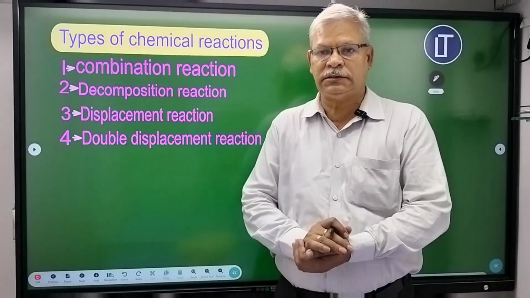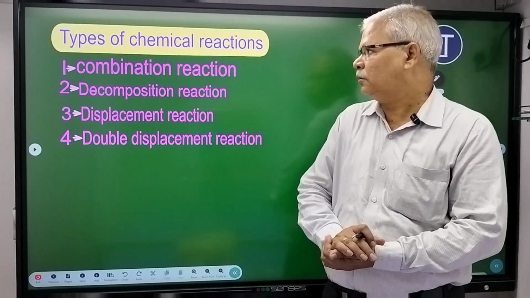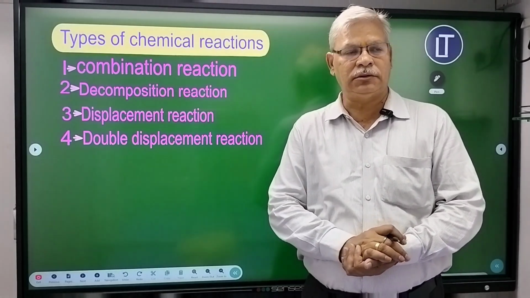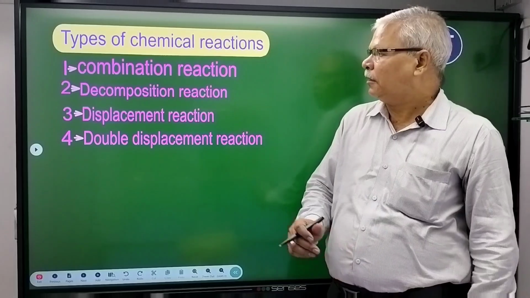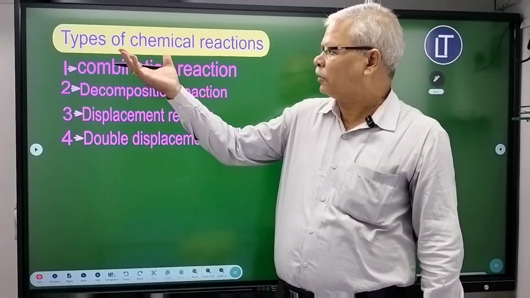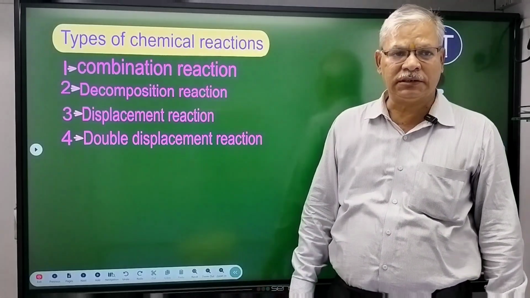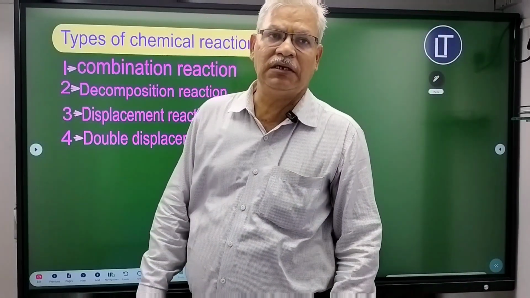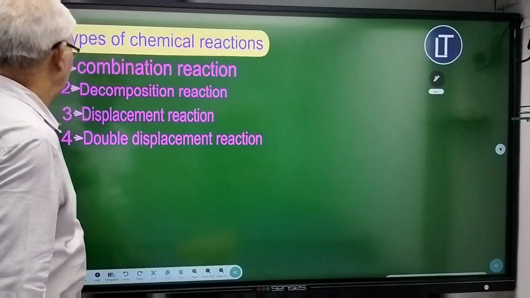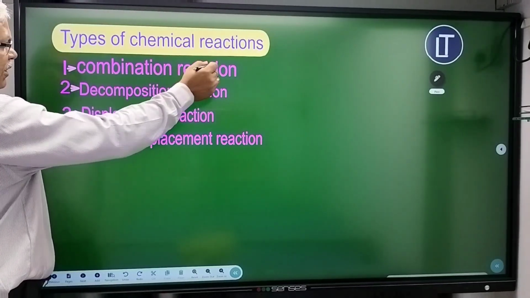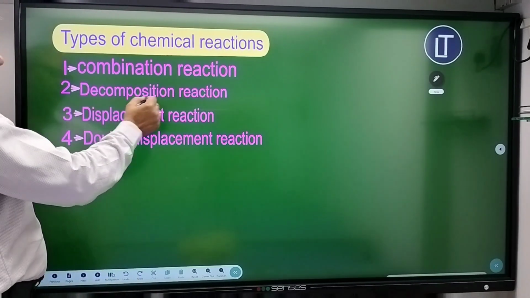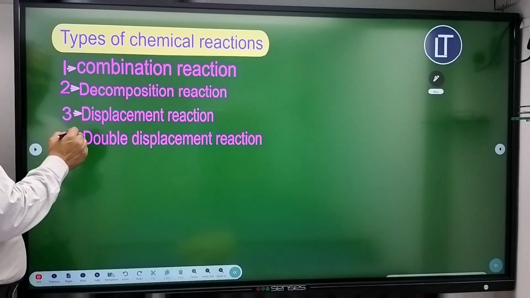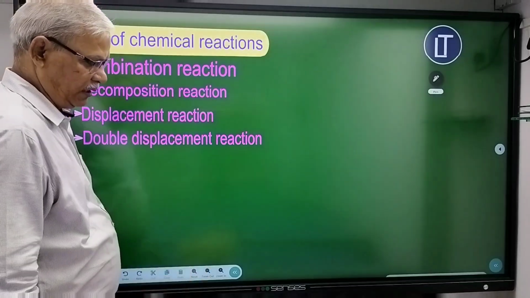Yes, my students, last time I taught you how to balance a chemical equation. Okay? Today our topic is types of chemical reactions. Here four types of chemical reactions are given, though there are more: first, the combination reaction, decomposition reaction, displacement reaction and the double displacement reaction.